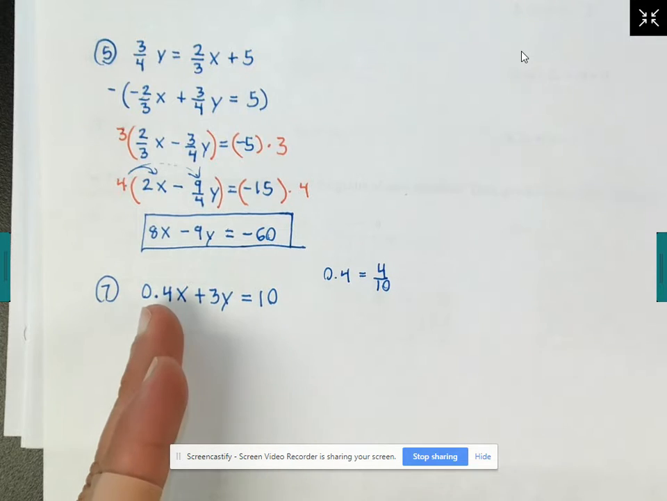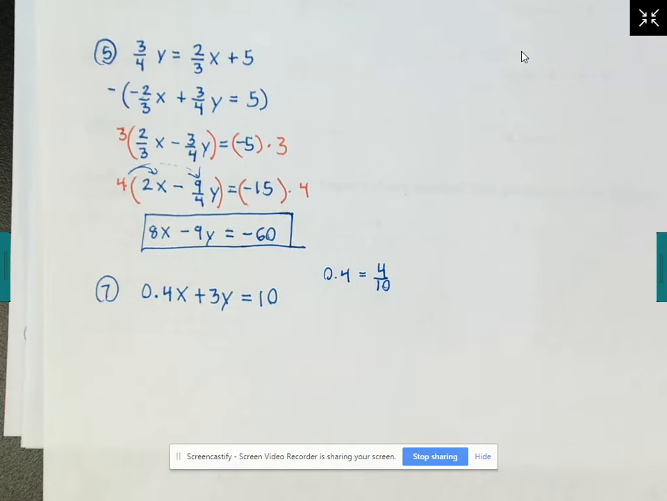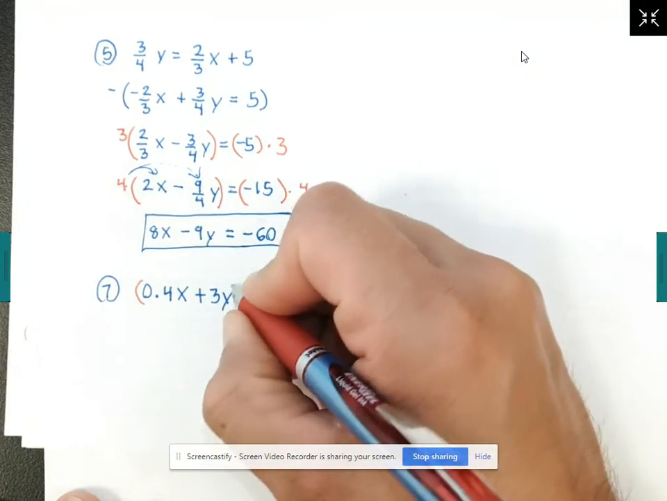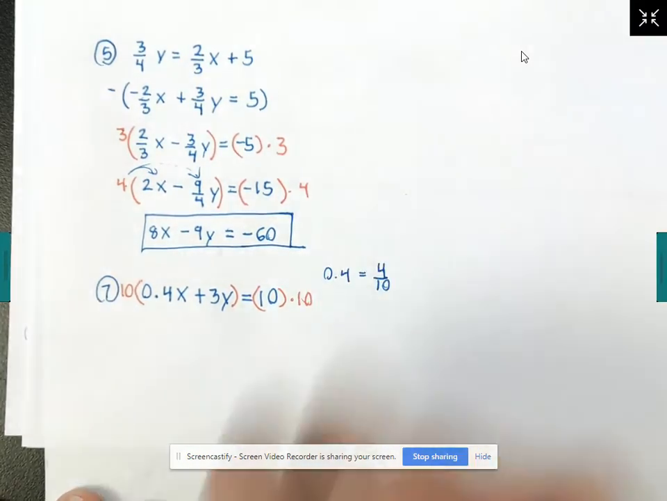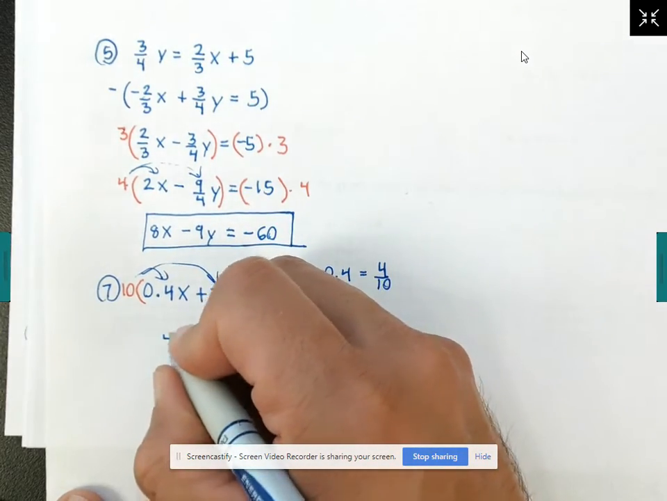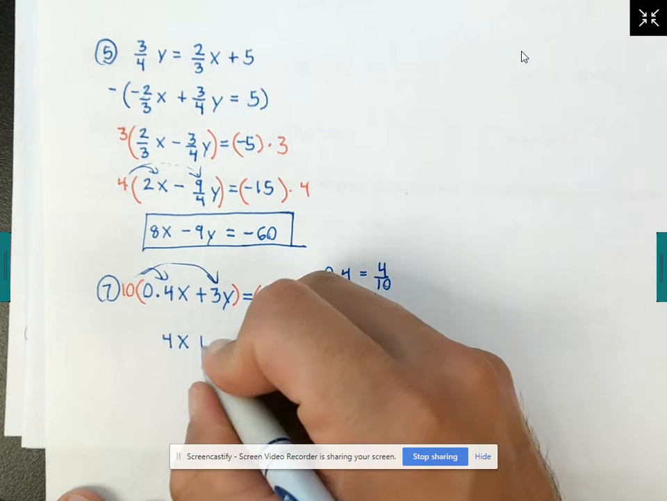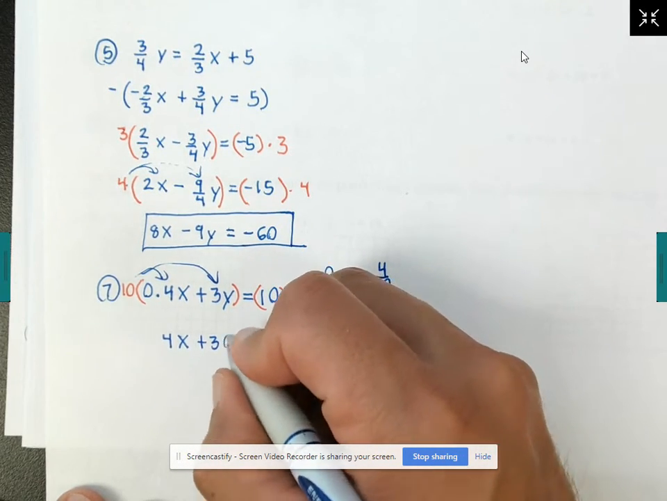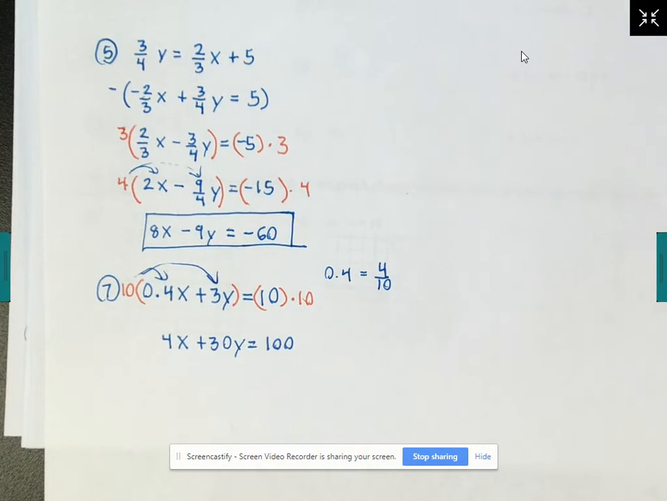If you want to move the decimal, if I move the decimal to the right one time, then I have a 4x, and that makes it a whole number. So that's what I'm going to do here. I'm going to multiply here by 10. And whatever I do to the left, I'm going to do to the right. So I'm going to multiply this also by 10. All right, so I'm going to distribute now. So we have 4x, 0.4 times 10 is 4. 3y times 10 is 30y, and 10 times 10 is 100. All right, so that is going to do it for that.